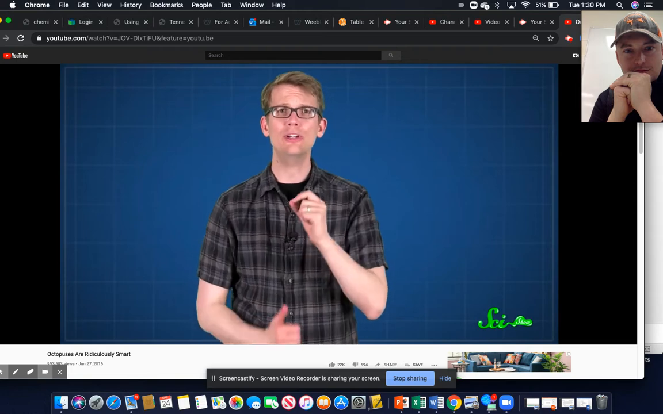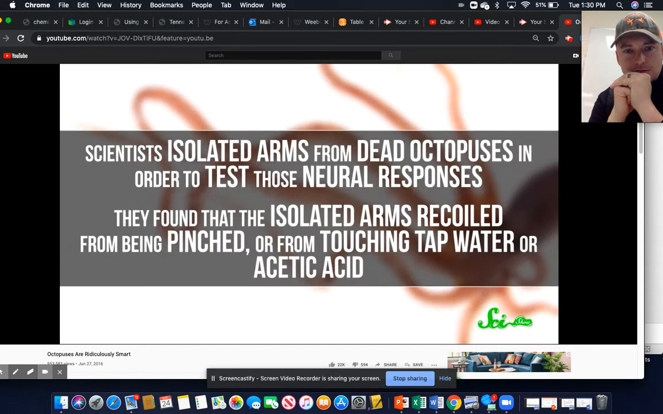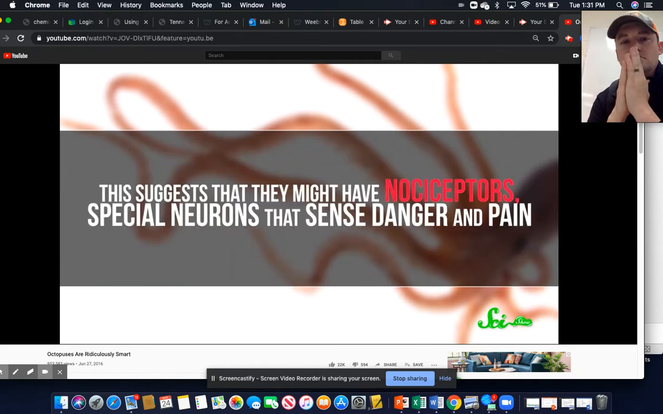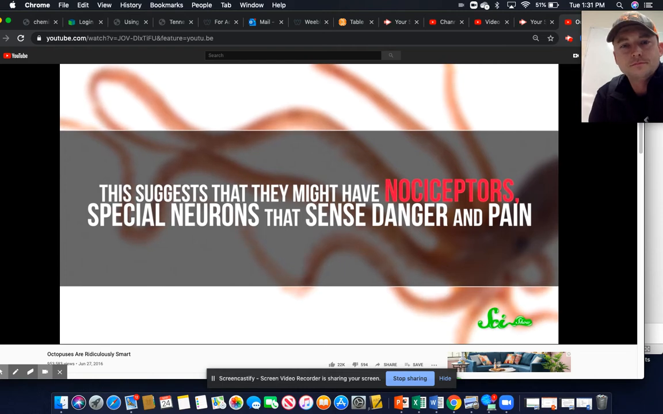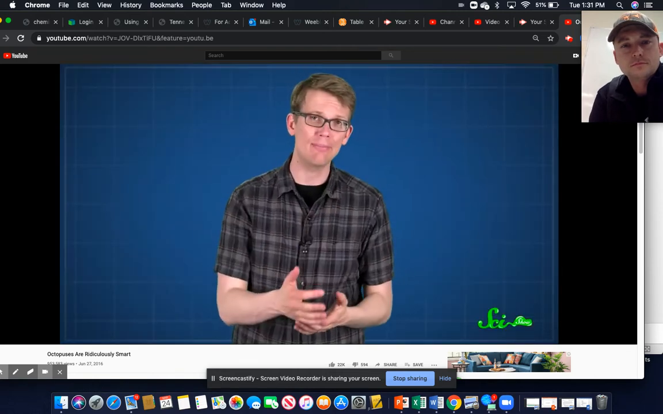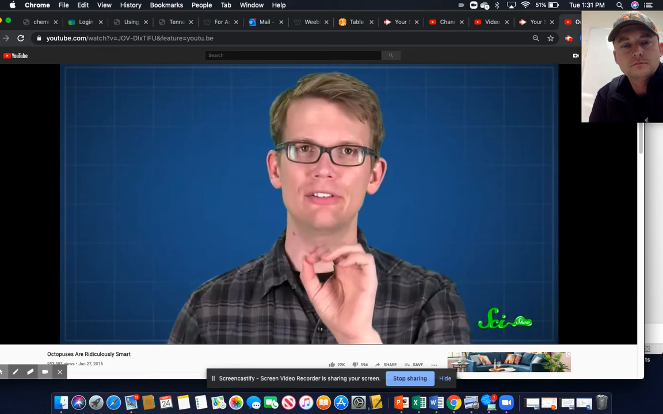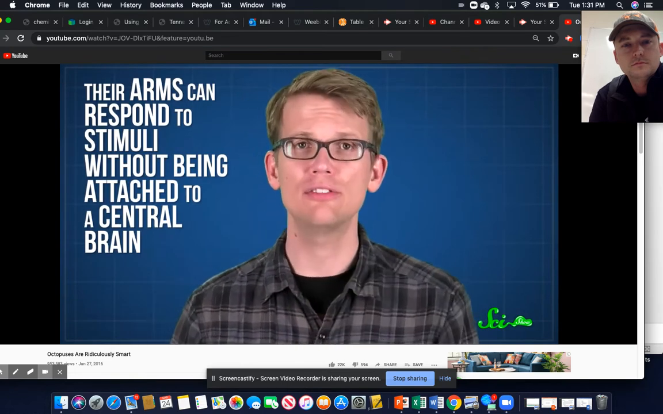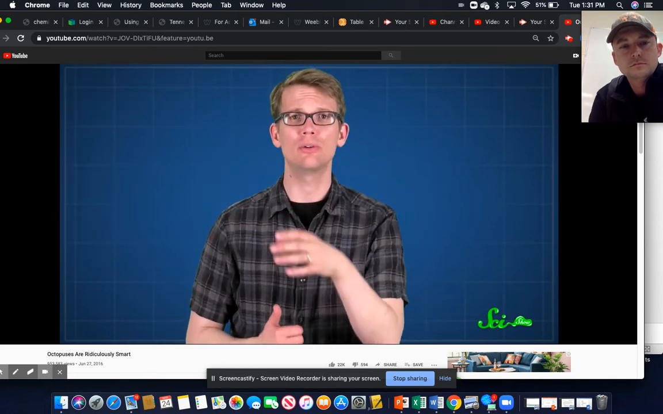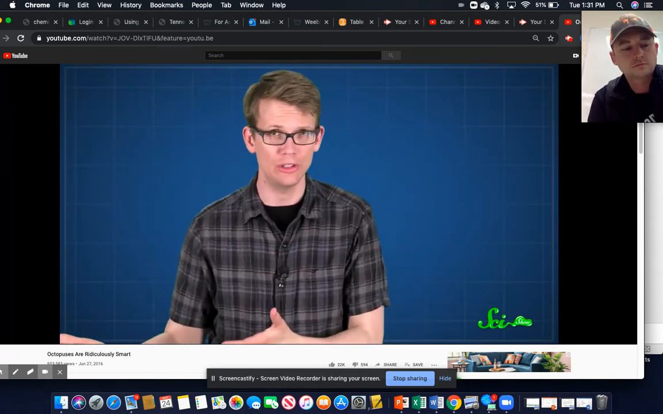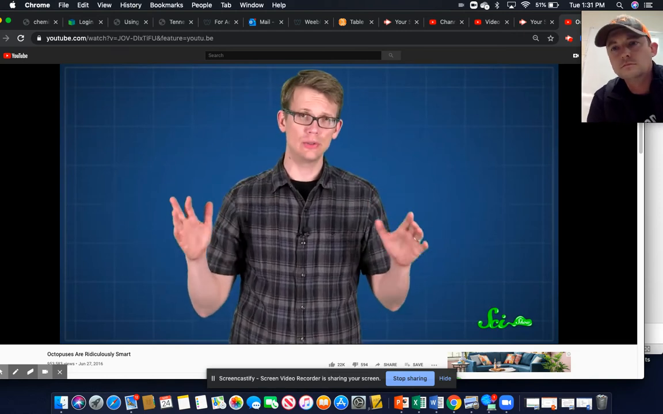In a 2013 research study, scientists isolated arms from dead octopuses in order to test those neural responses. And they found that the isolated arms recoil from being pinched or from touching tap water or acetic acid. This suggests that they might have some kind of nociceptors, or special neurons that sense danger and pain, like ones that make us pull our hand back from touching a hot stove. But unlike in humans, their arms can respond to these kinds of stimuli without being attached to a central brain. Other experiments have found that severed arms wiggle around and even grab onto food. So anatomically, octopuses are some pretty cool invertebrates.